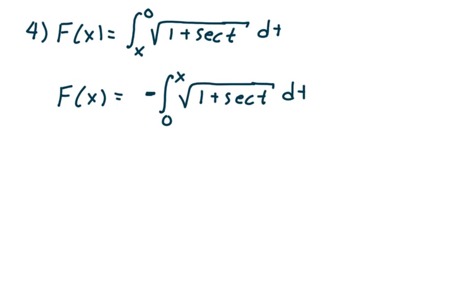So notice how my variable limit is the upper limit. And so when I find f prime of x, I'm going to replace t with x in that integrand, but I've got to carry the negative down. So the answer here is negative the square root of 1 plus secant x. And that's how we do example 4.